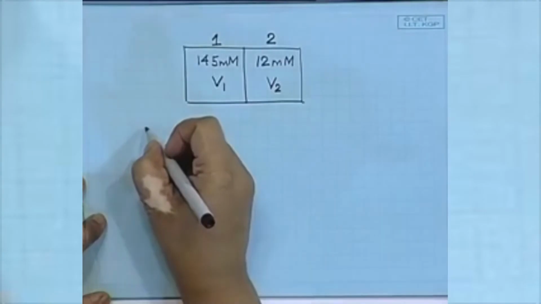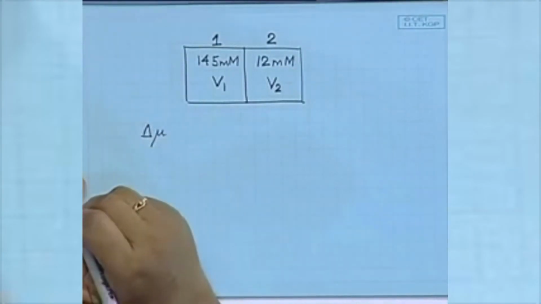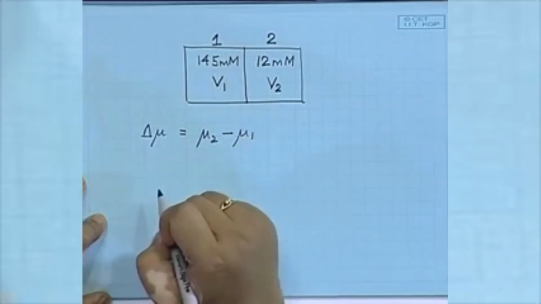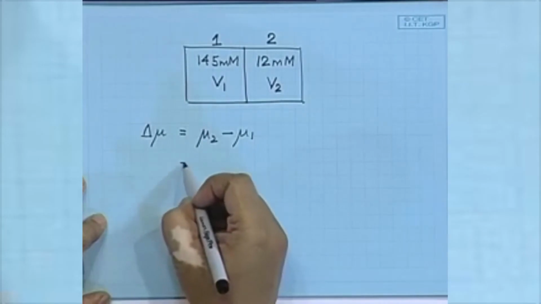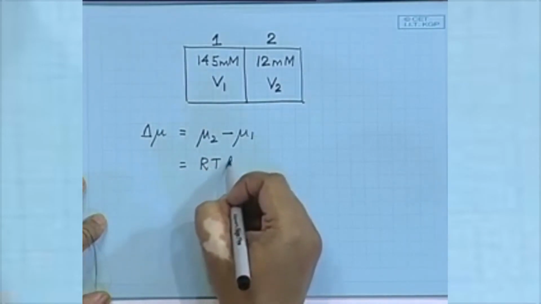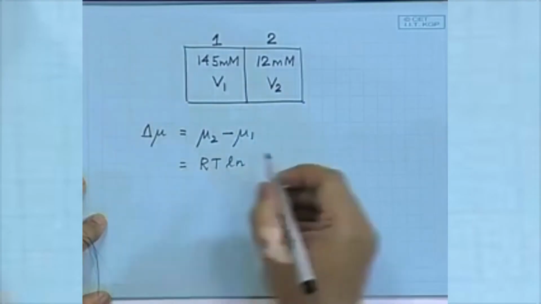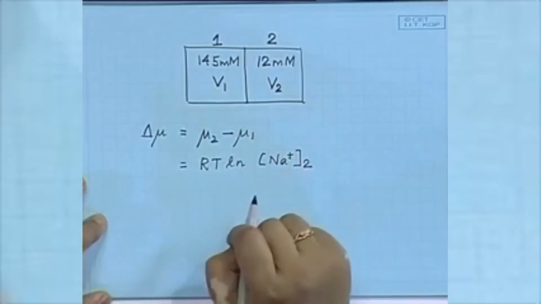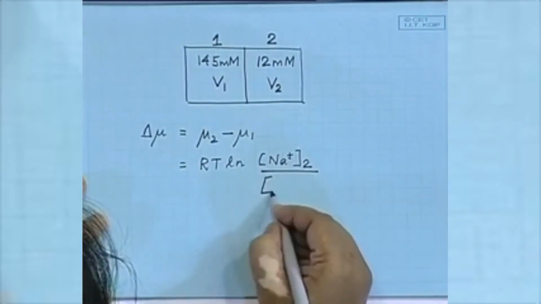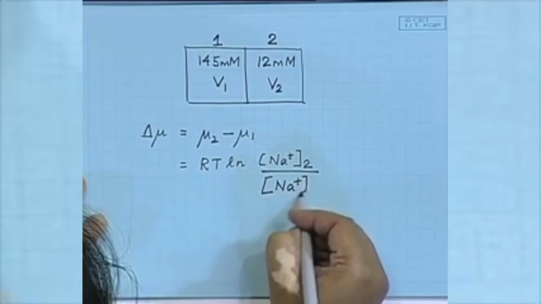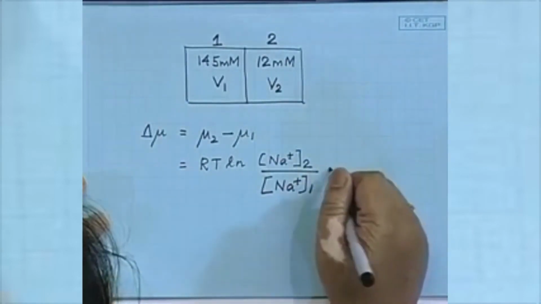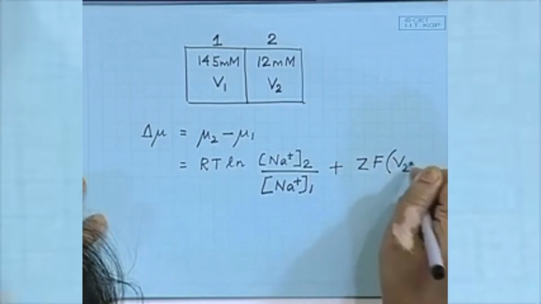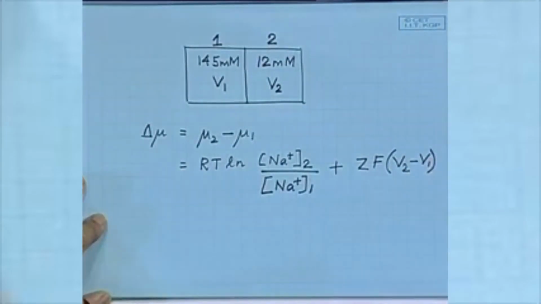So, if I am to calculate the delta mu value, I have to consider mu 2 minus mu 1. So, the contribution is going to come from RT ln, what is it going to be? Na plus at 2, because that is our final state, over Na plus 1. Also, I have Z F times V2 minus V1, the delta V that I have.